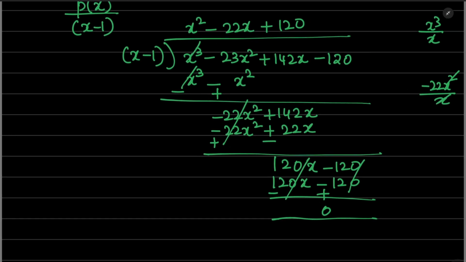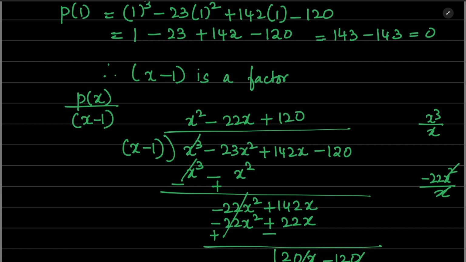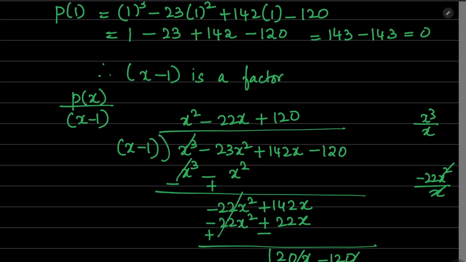Right? So now what you have to do is you have to write this. See, dividend equal to divisor. So you have to write it in this form. Dividend equal to divisor into quotient plus remainder. Okay. So let us write it in the next page.